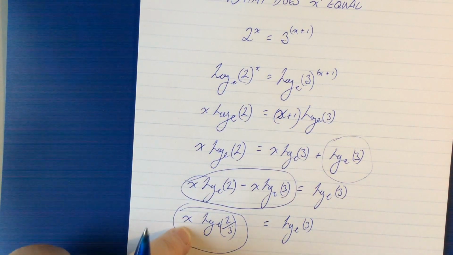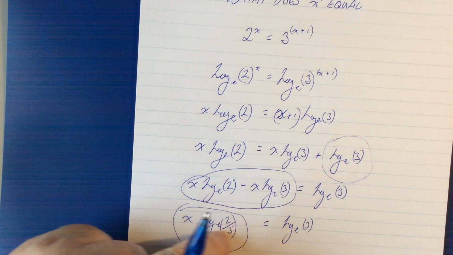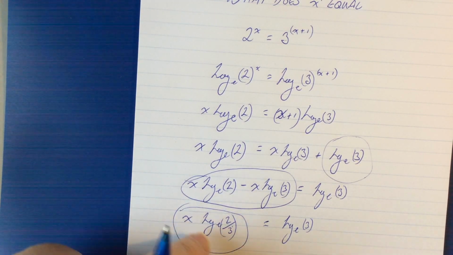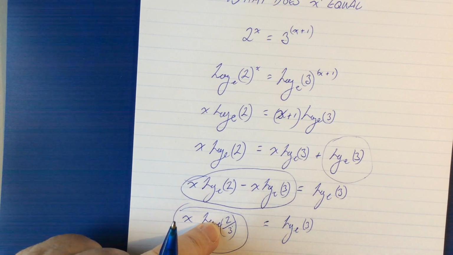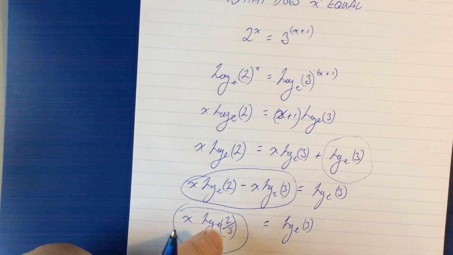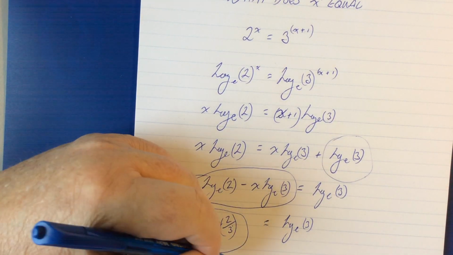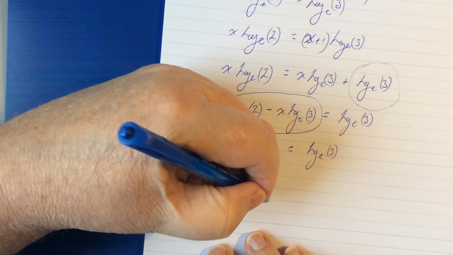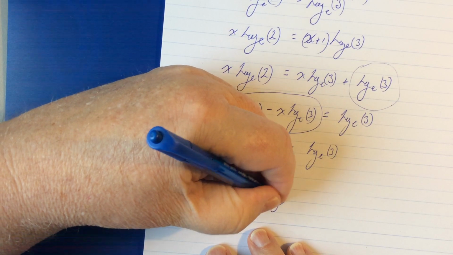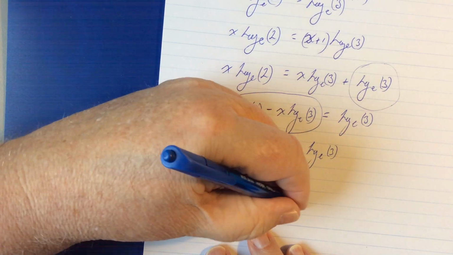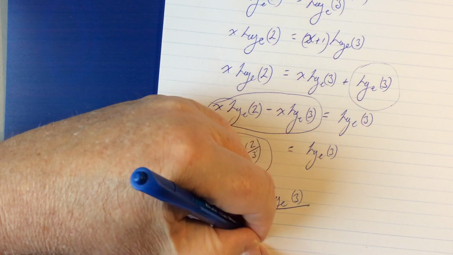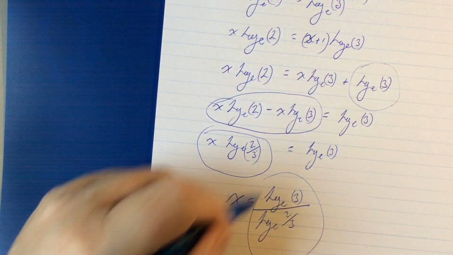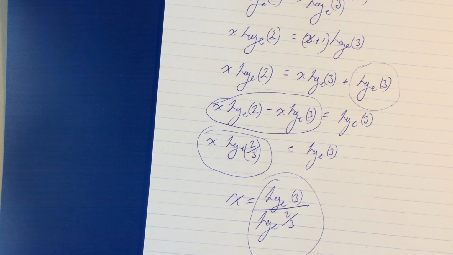The x is here. I can separate this. I can remove this. This is multiplying that. So if I remove this from this side, I do so by dividing both sides by this. And the result I get is as follows. This is what x is equal to. It is equal to log e of 3 over log e of 2 on 3. That's our solution as a logarithm.